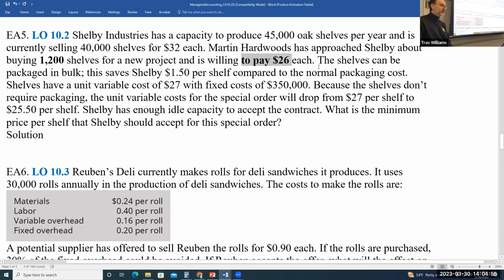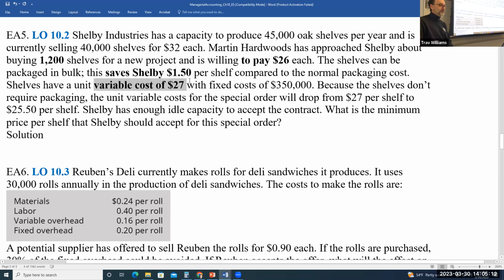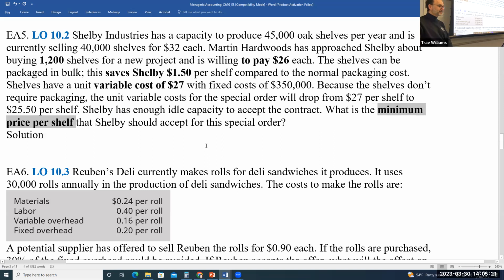It does say here that the shelves can be packaged in bulk for this special order. So that's going to actually save the company money compared to their normal orders. And there's normally a variable cost of $27 per unit. The question is, again, the minimum price per unit that the company should accept. So actually, it's really easy to solve this one.